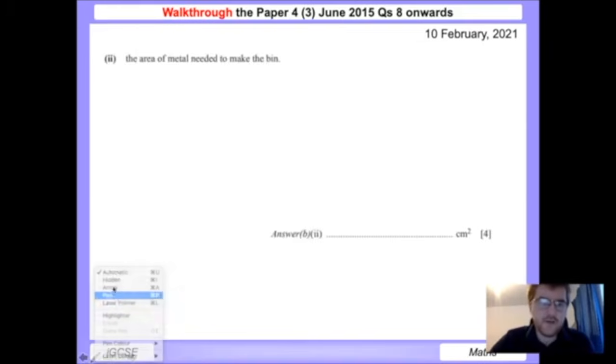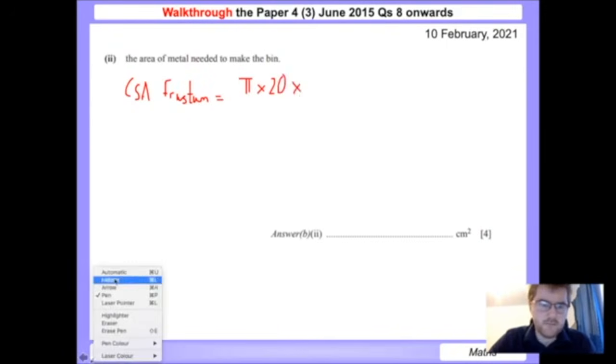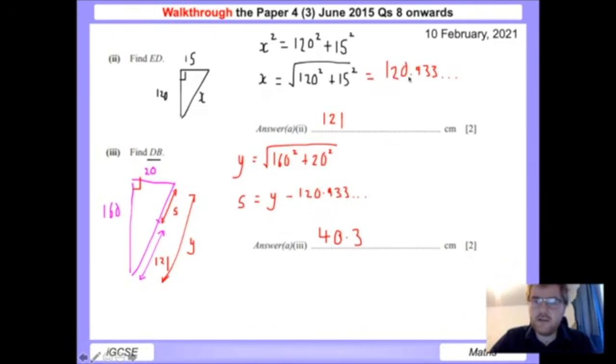Let's start with the curved surface area of the frustum. I always forget if there's an R in there. Maybe you can correct me in the comments. So we're going to do pi R L of the bigger one. So that's going to be pi times 20. L was this calculation here.